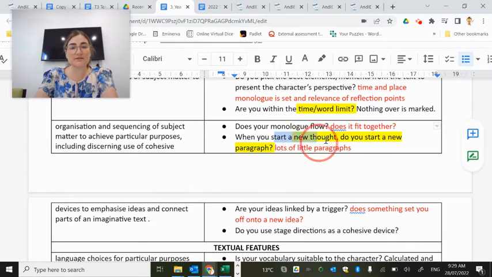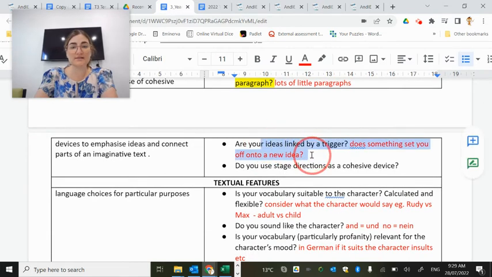This is really important, is getting your paragraphing right. Do not hand in big chunks of writing. Your thoughts change a lot, so you will have a lot of small paragraphs. When your thought changes, start a new paragraph. If you've moved to somewhere else, if you've gone from sitting to standing, then you change the paragraph. So more paragraphs rather than less is important.